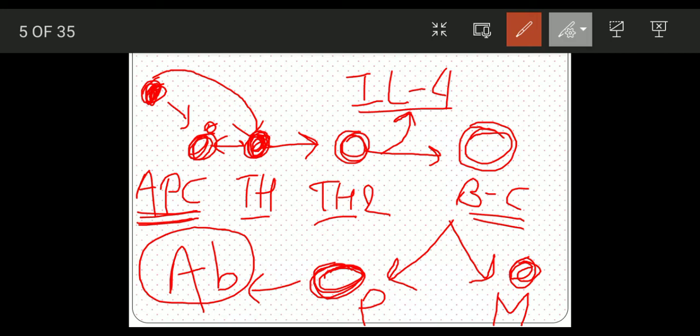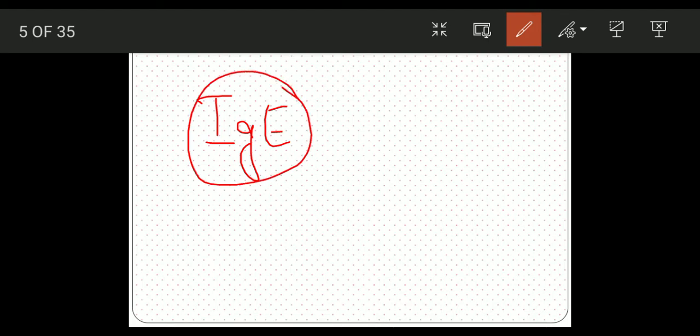Okay, guys. After the production of antibodies inside the body, the antibody produced is IgE. This is the main player of the type 1 hypersensitivity reaction. The job of IgE is to bind with the mast cells inside the body. This is the IgE antibody, and it will bind to the cell surface like this.